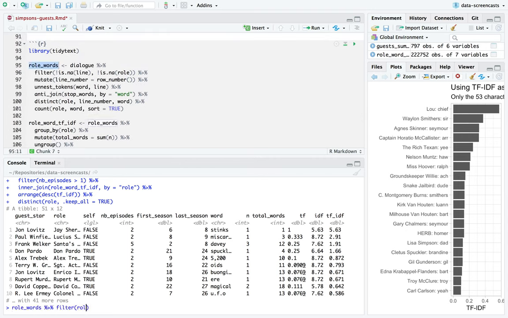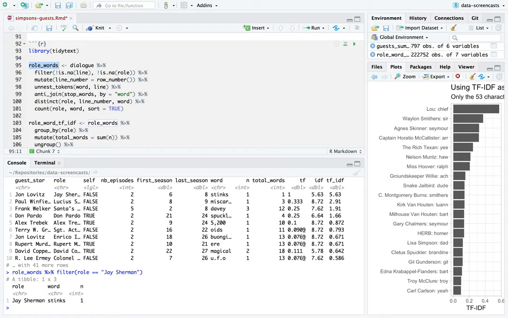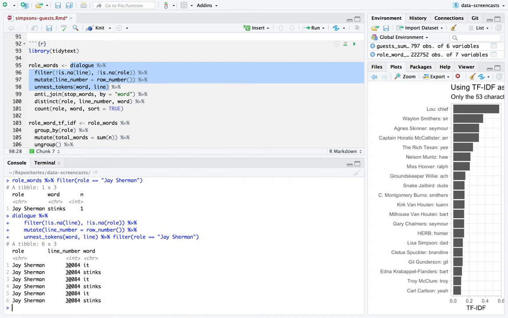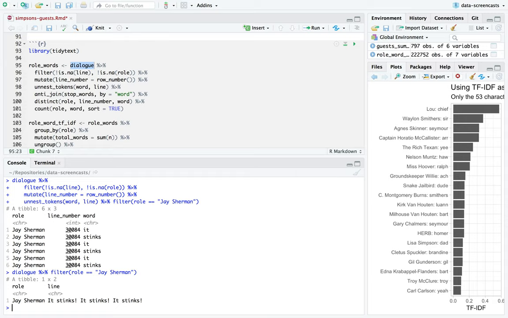Role words filter. I'm not so worried about this one. I'm worried that it affects other characters. All right. Something is up. Maybe all the other words are stop words. I'm not sure. Filter. Okay. We only have the line "it stinks" pop up in one. It stinks is the only line that we can find from here. If I say filter role equals, well, that's the only line of dialogue we had in this. I don't think that's right.